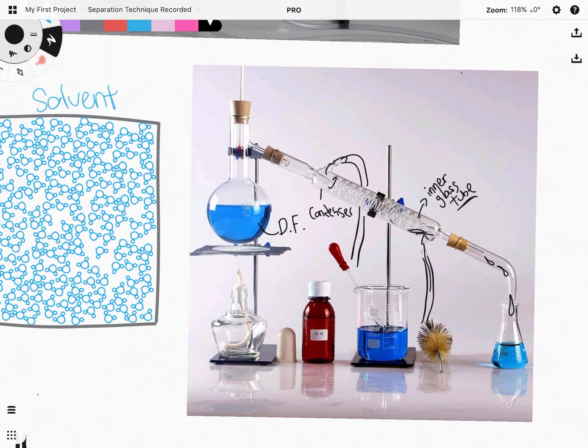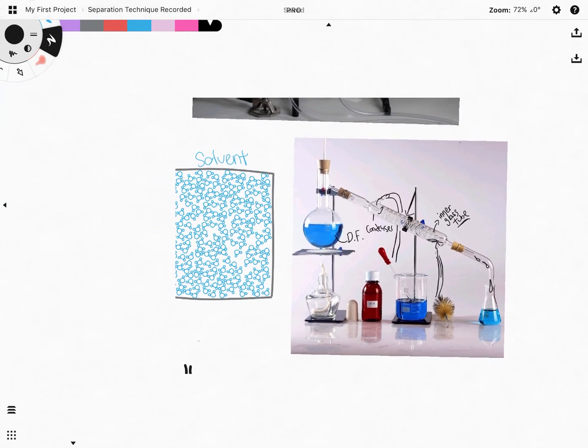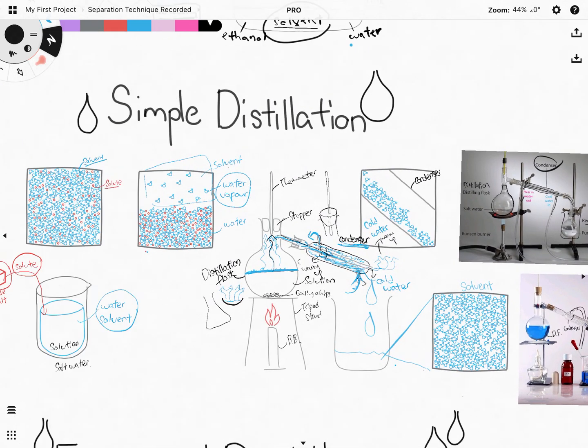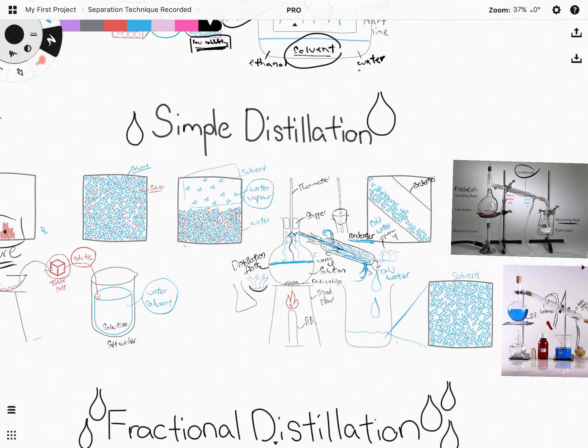Okay, so this is what it looks like in 3D. A lot of students have trouble understanding what the setup looks like. They don't understand that there is an inner glass tube and then there's a bigger glass tube on the outside that contains the cold water to keep the inner glass tube cool so that condensation can take place. Okay, so that's all there is to simple distillation. Not quite simple, but you get the idea of it. This is what simple distillation is.